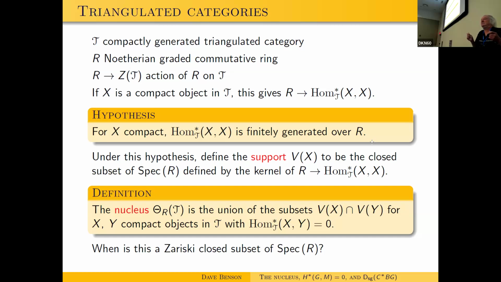And then there are lots of strange questions like, is this Zariski closed even? In the cases that we've examined, it's Zariski closed. It was a union of a finite number of closed sets. But in general, it's not at all obvious. It wasn't at all obvious until we had that characterization in terms of centralisers, that it was closed in the finite group case.